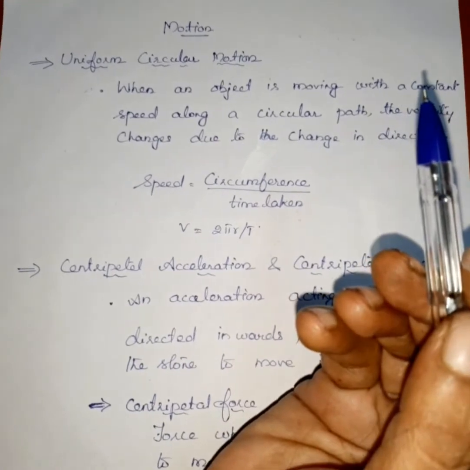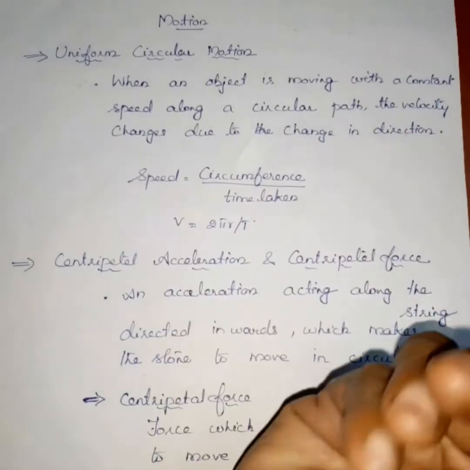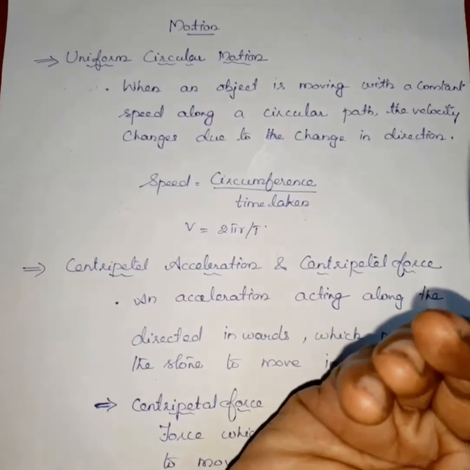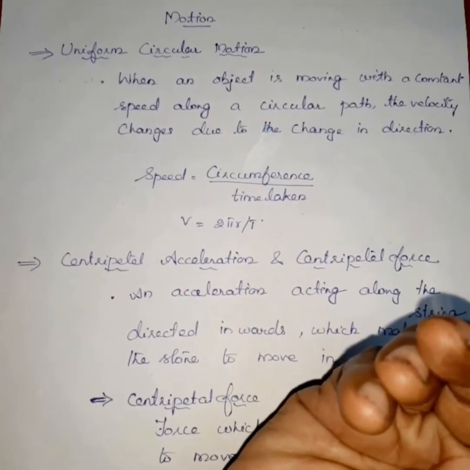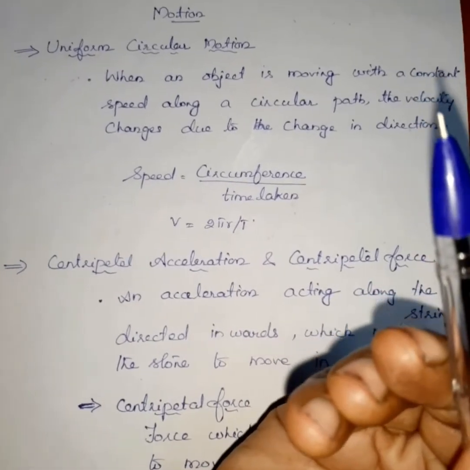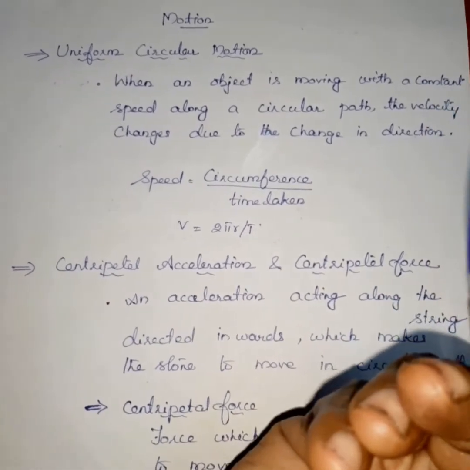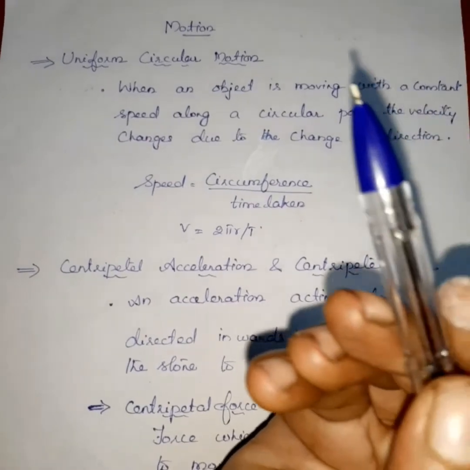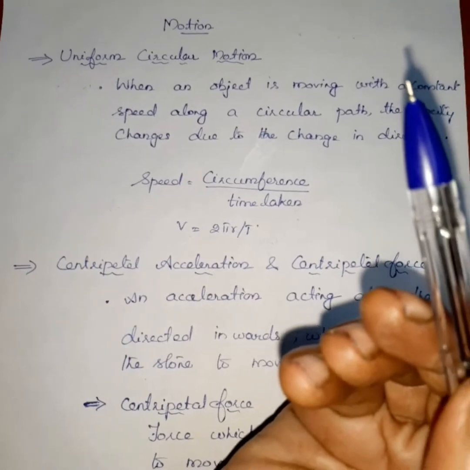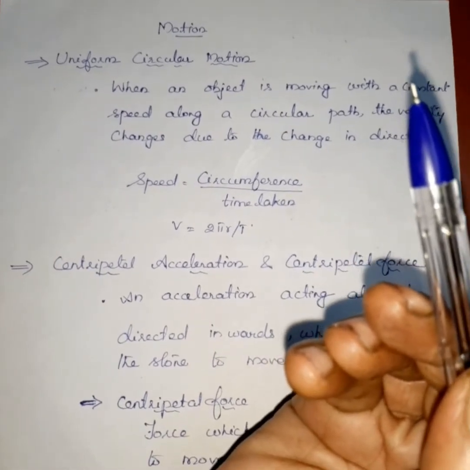Now what do you observe? The stone is rotating in circular motion. Now you release the stone. What do you observe? The stone is moving along a straight line, tangential to the circular path. In uniform circular motion, speed remains constant.